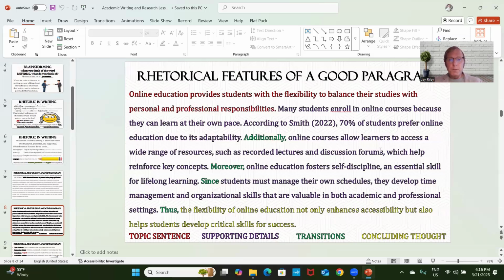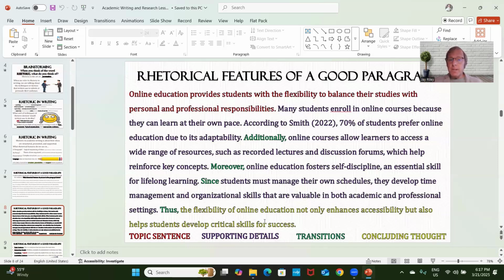Then as we go through in blue here, we've got tons of supporting details. And we can see it's evidence-based according to Smith. They're citing the research. They've got statistics here. 70% of students prefer online education due to its adaptability. As we look here in green, we've got these transition words. Additionally, moreover, since, thus. Those are all words that improve the cohesion of that paragraph.